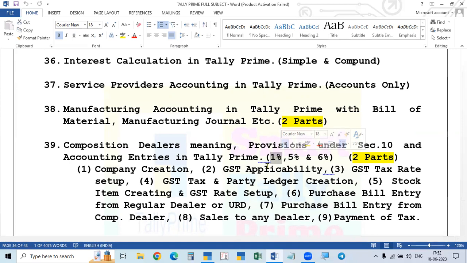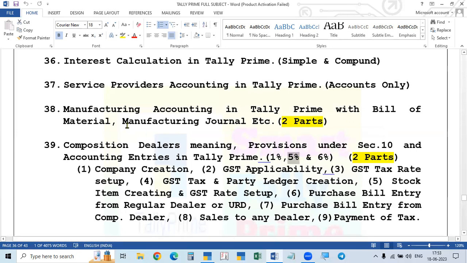And the restaurant must not be serving liquor. If they serve liquor, they cannot come under the composition scheme; a bar and restaurant will not come. So restaurants not serving liquor have to pay 5%.